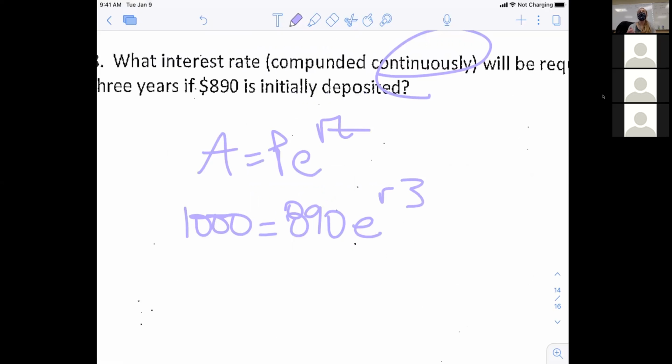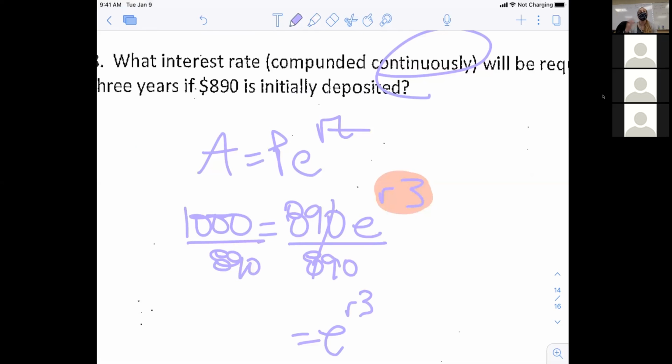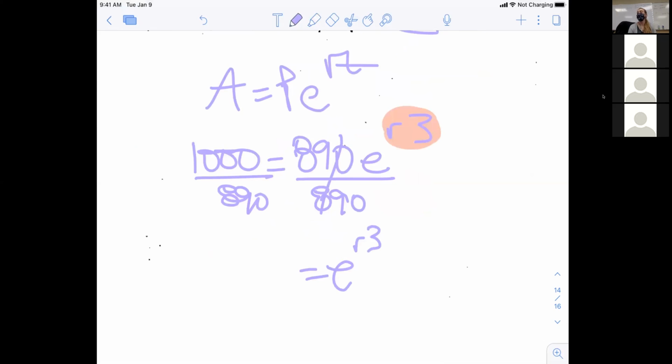Next thing we want to do is get the exponent alone at some point. In order to do that, we're going to have to log roll, but we cannot log roll until we only have a number with a power on one side and everything else on the other side. I have to move everything else to the other side, which is this 890. So it's going to be e to the r3 or 3r. They're the same. I'm just being lazy and weird on that one.